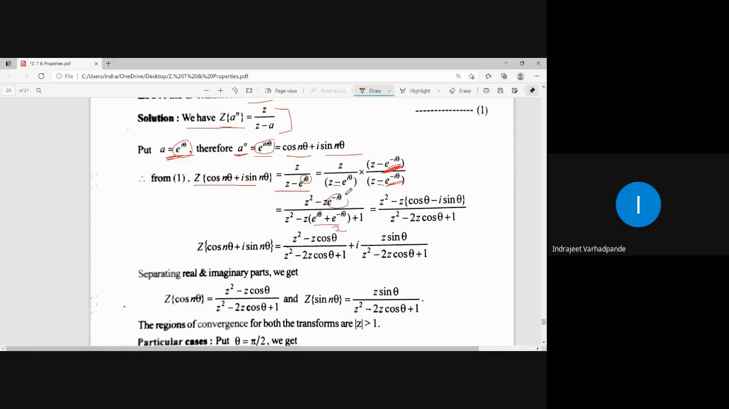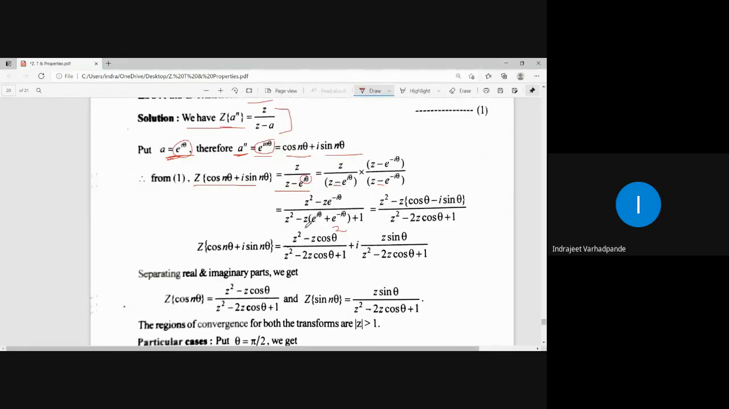E to the power minus i theta is nothing but cos minus... (a minus b) whole square. In the denominator, a square minus 2ab plus b square. So accordingly we try to get the term z square minus z e to the power minus i theta. In the denominator, z into z is z square, minus z into this bracket, plus the multiplication of e to the power i theta and e to the power minus i theta, that is giving you the answer as 1.